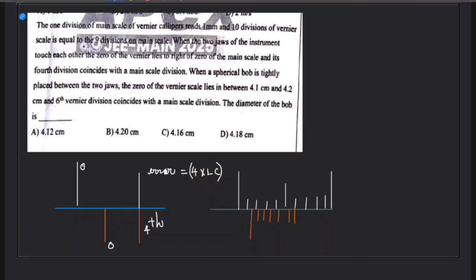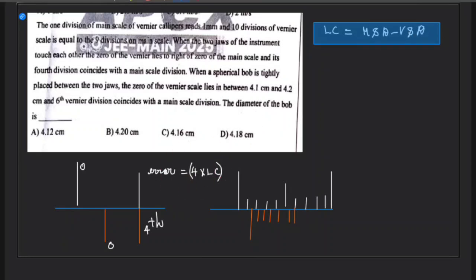You know what is LC here, right? So LC is equal to MSD minus VSD. You know the error formula, MSD minus VSD. I have already done this video, so please go and watch it again if you do not understand this MSD minus VSD. So from here you can get the least count and you will substitute here.